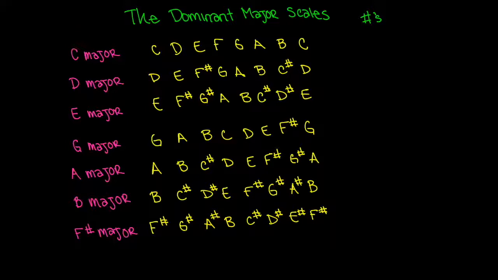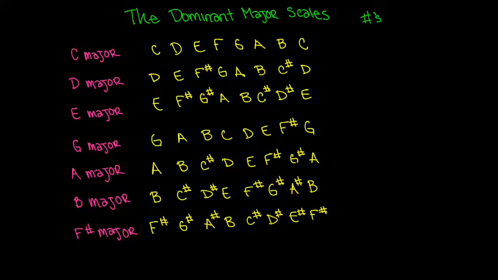When we talk about the dominant key signatures, the dominant keys, the dominant major scales, we're really talking about all the notes that are, for the most part, natural, right? C is a natural. D is a natural, E is a natural, G is a natural, A is a natural, B is a natural. Of course, F sharp is not a natural, but we're not talking about B flat or E flat or G flat or A flat or D flat. We're not talking about those kinds of notes.